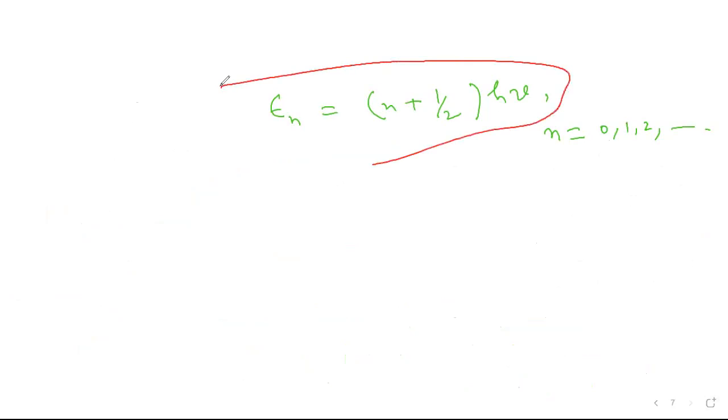En is equal to (n plus half) h nu. h is Planck's constant, nu is frequency, where n is 0, 1, 2, and so on. Let me encircle this equation and name it equation 7.